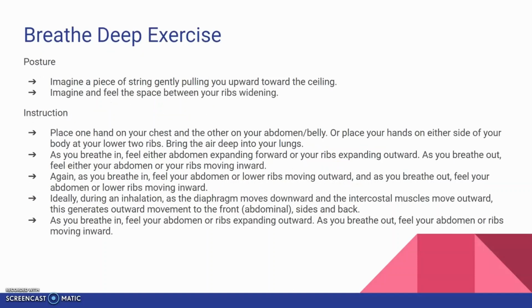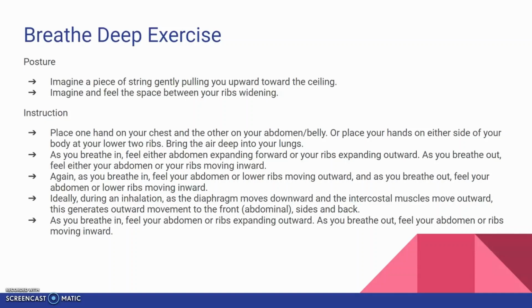So, as for the instruction and how to do this exercise, again, we will have a video to go along with, so just a brief overview beforehand. Posture, you're going to be string pulling you up towards the ceiling, and imagine the feeling of the space between your ribs widening. As for the instruction, you're going to place one hand on your chest and the other on your belly or diaphragm, or you can place your hands on either side of the body at the lower two ribs.